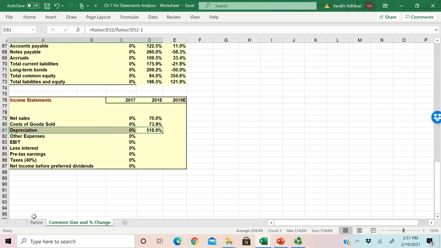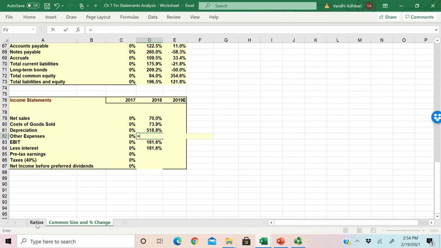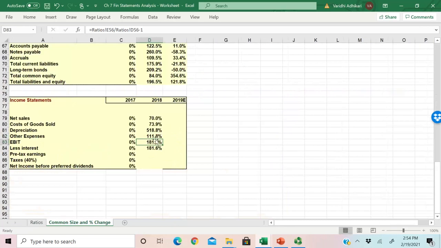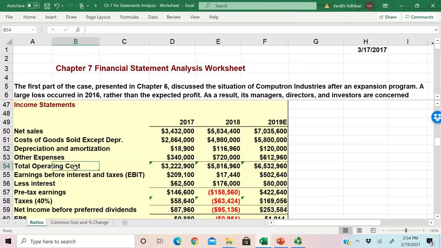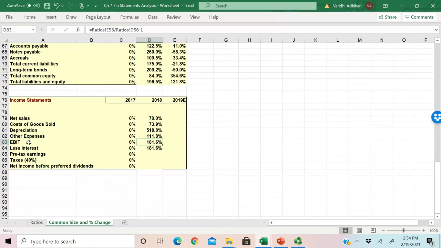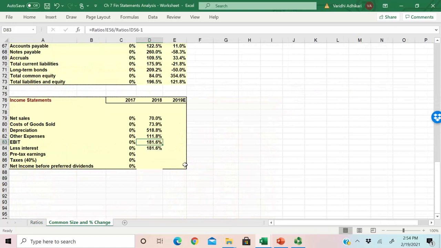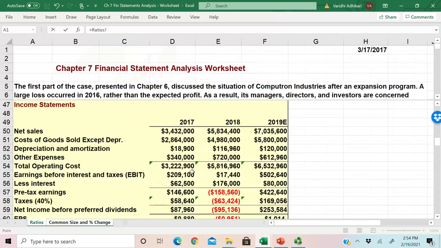Okay, then what is next? Other expenses are D53 divided by E53 divided by D53 minus 1. Okay, the next item is total operating cost, which we don't have here. We have EBIT. EBIT is E55 divided by D55 minus 1.